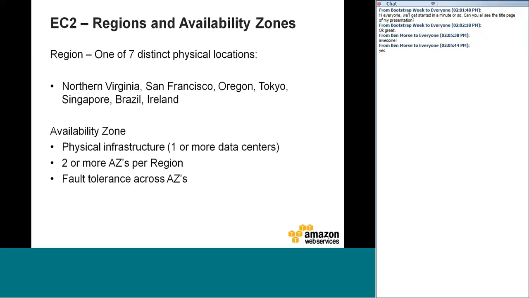Therefore, the availability zones are really good for letting you implement fault tolerance. You can use things like auto scaling and load balancing to spread network traffic out across multiple availability zones.